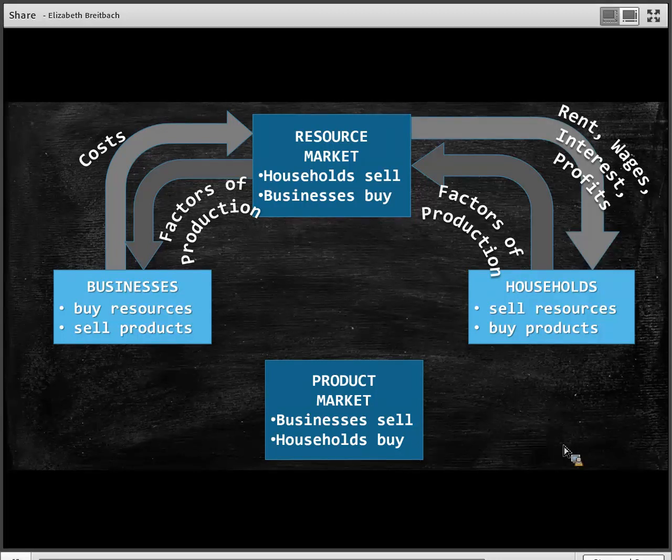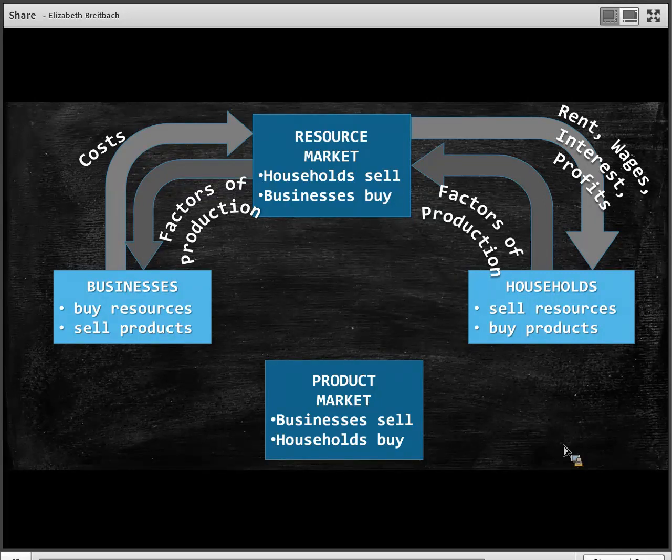and then flowing into the households are going to be rent. Rent is what we call the price of the land. Wages, the price of labor. Capital, or interest, the price of capital. And profits. And this is probably one of the most tricky pieces for students.